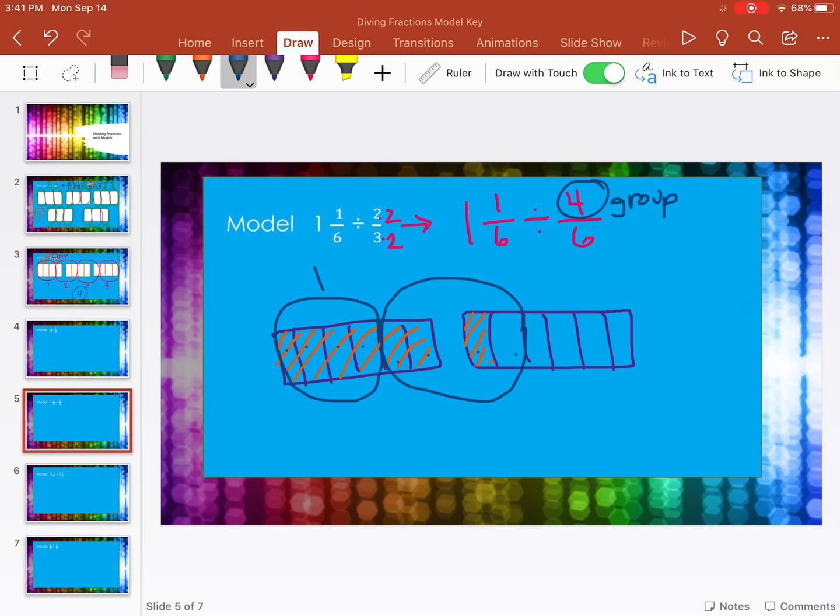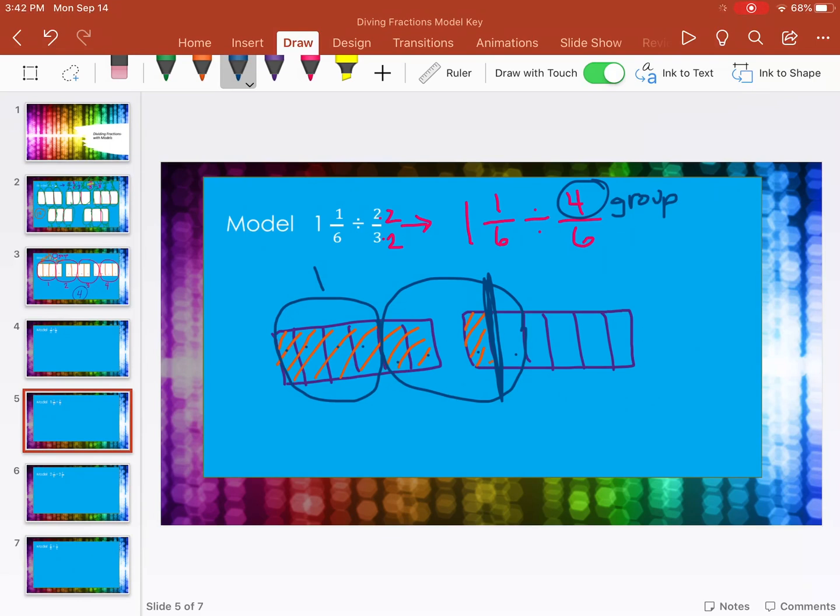Here's the problem. Look at that second group I just drew. I circled 4 pieces, but there aren't 4 pieces shaded. So if I look, it kind of stops right here, right? There's these 3 pieces shaded and 1 extra left over that's not shaded. So this is not going to be a whole number answer. Our answer is actually going to be a fraction.